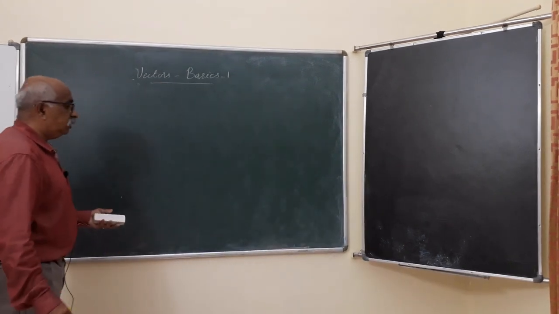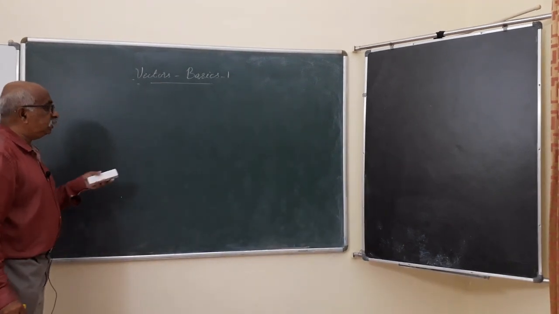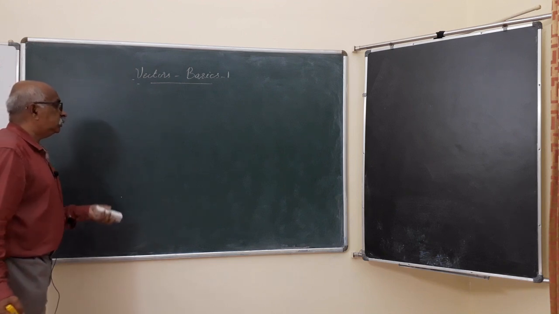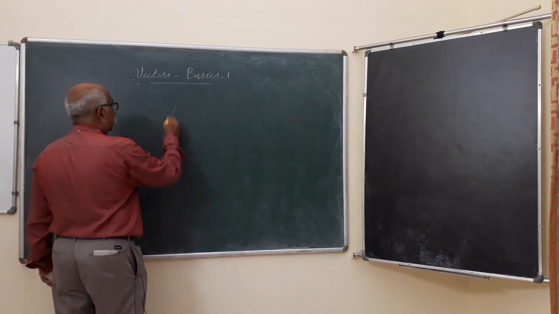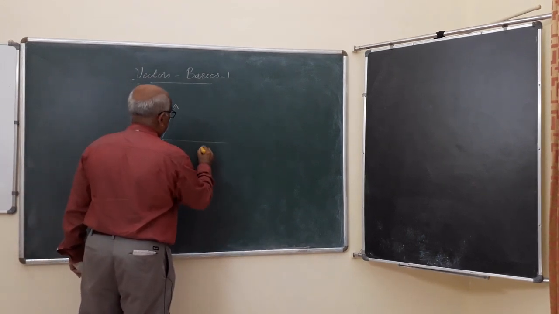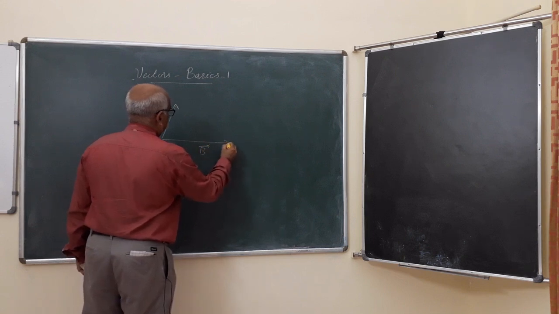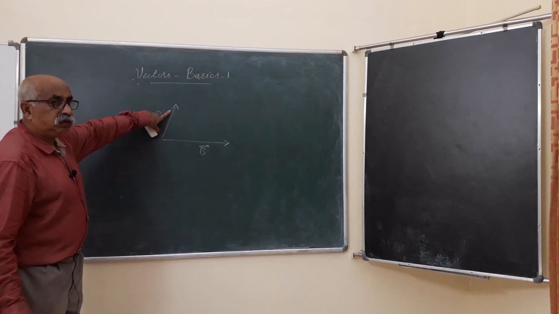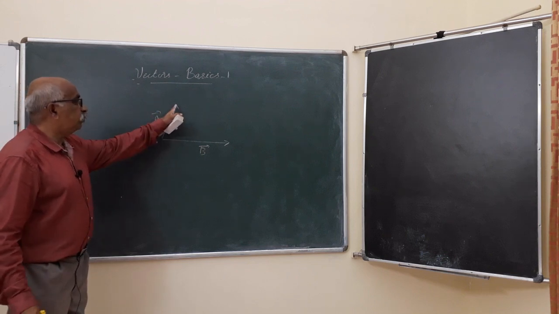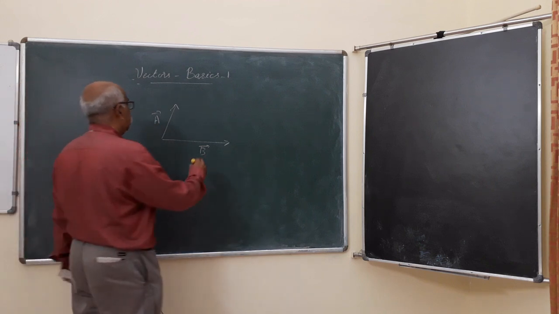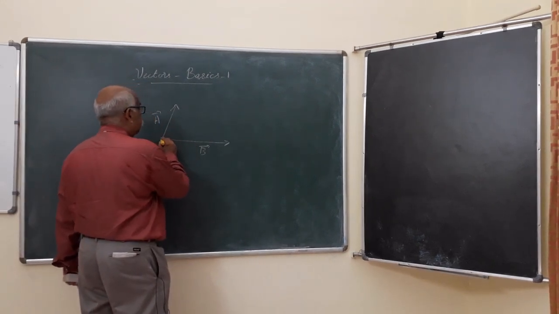Now let us consider two vectors acting at a point. How to find the resultant of these two vectors? Say A and B are two vectors. A vector is represented by a directed line segment. Its length will be proportional to the length of this line, and the arrow shows its direction. These two vectors are acting at this point.